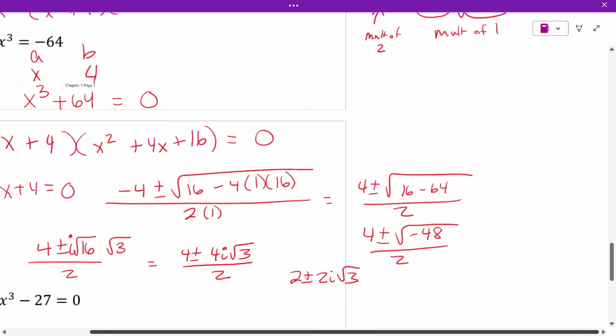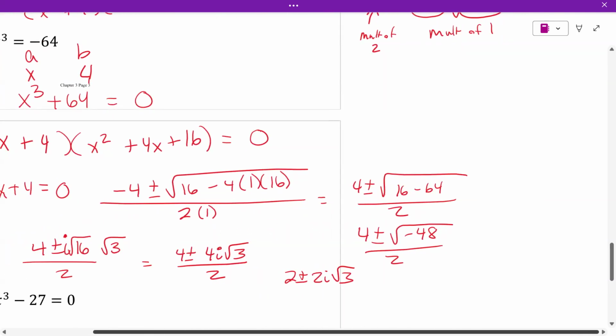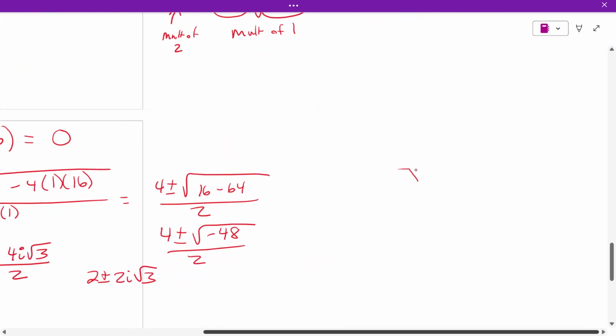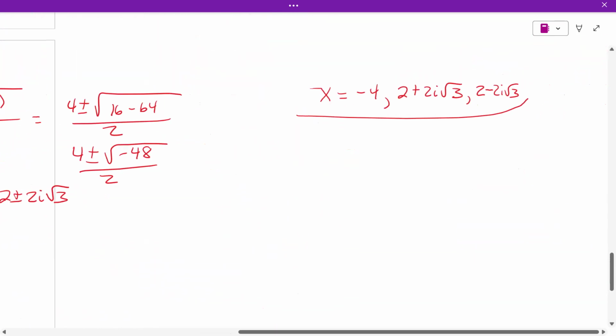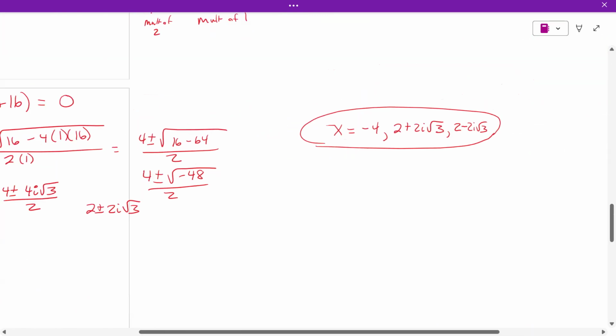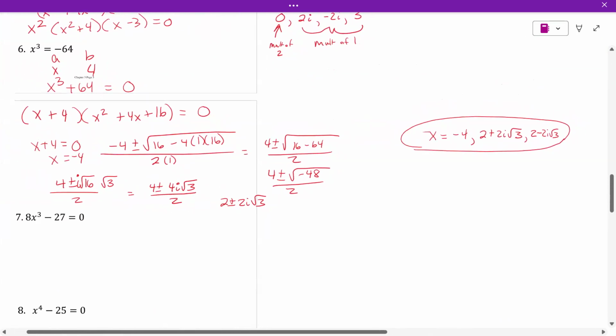So this one's really ugly. So here x equals negative 4. So our answers are x equals negative 4, 2 plus 2i square root of 3, and 2 minus 2i square root of 3. Okay? They each have a multiplicity of what? 1. How do we know that? Because there's 3 total roots.